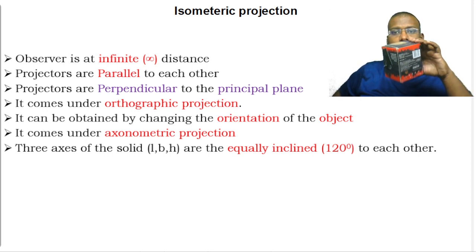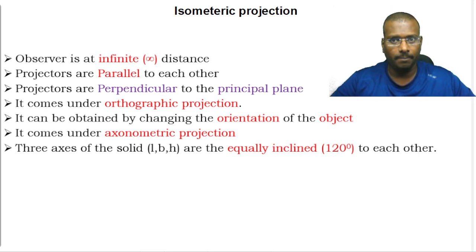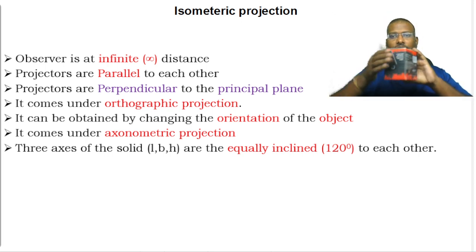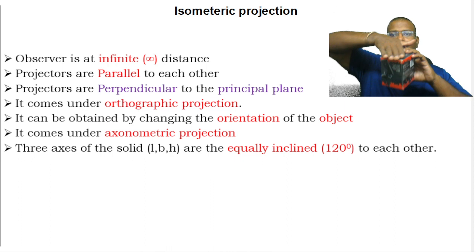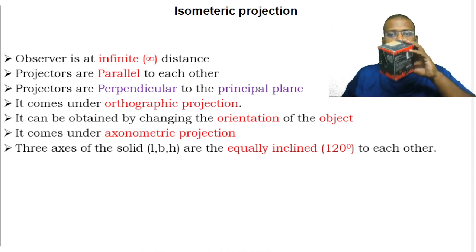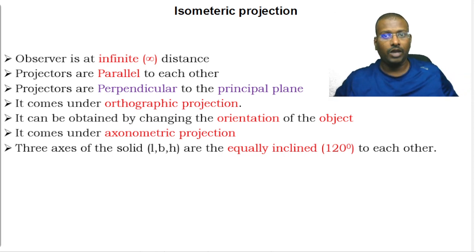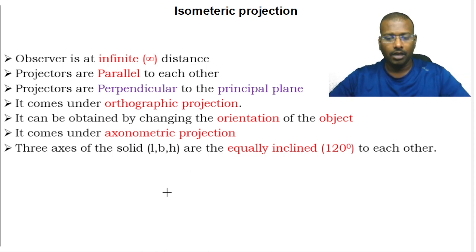So in isometric projection, how can we get it? All three principal faces of the solid are equally inclined to the observer. Front face is 45 degrees, side face is 45 degrees, top face is also 45 degrees to the observer. Then we are going to get isometric projection.